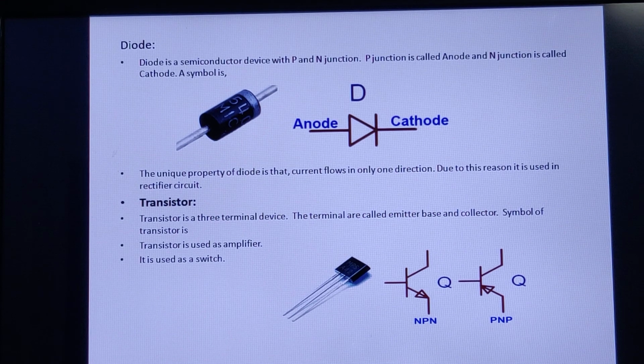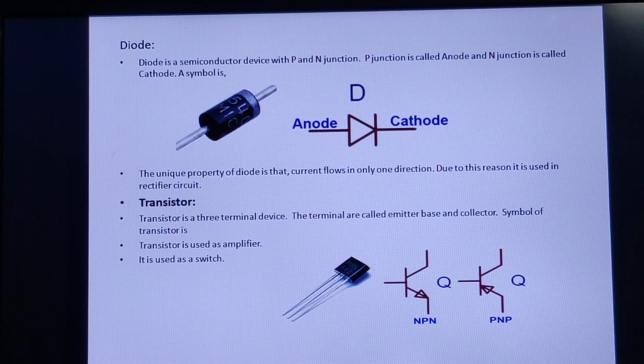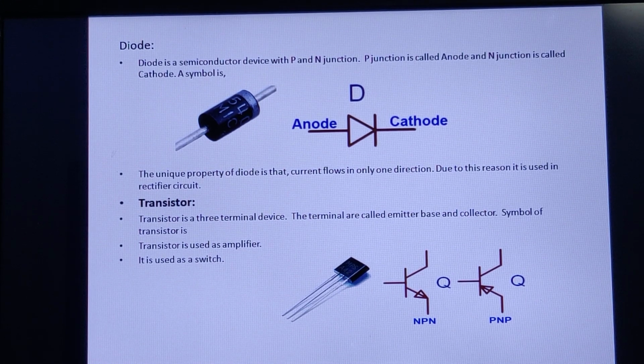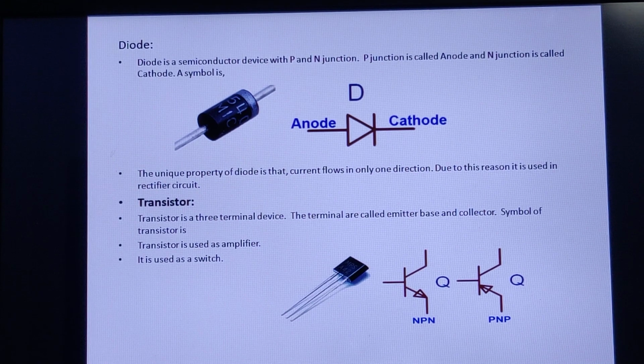The last component is the transistor. Transistor is a 3-terminal device. The terminals are called emitter, base and collector. The symbol is shown in the figure. Transistors in electronics can be used for amplification purposes and can be used as a switch.